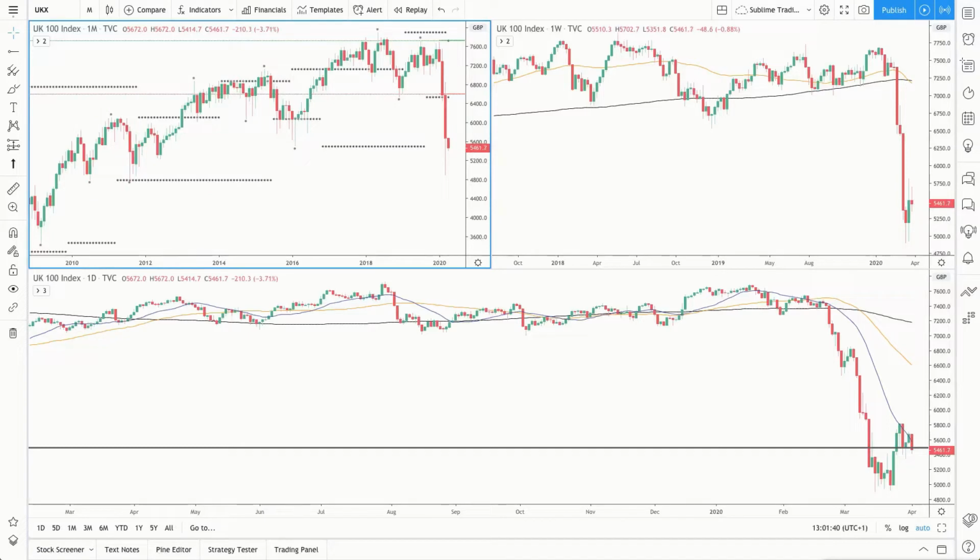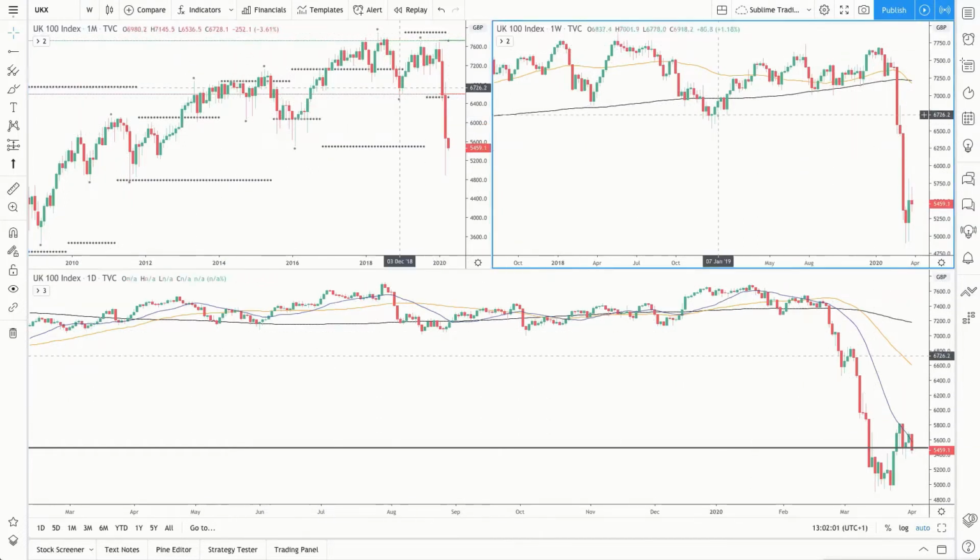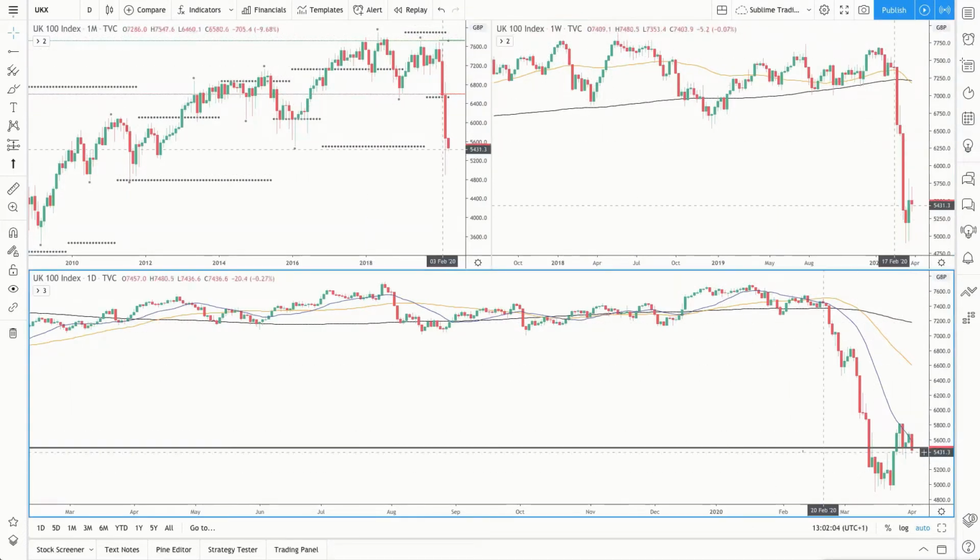Now, I've had a number of messages come through asking if I could explain what my chart setup looks like. So let's start with that today, starting with this screen setup you can see here in front of you. What I have is the monthly time frame in the top left corner, the weekly time frame in the top right corner, and the daily time frame here at the bottom.